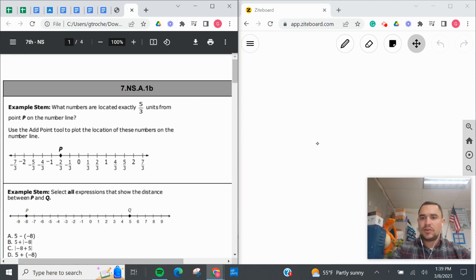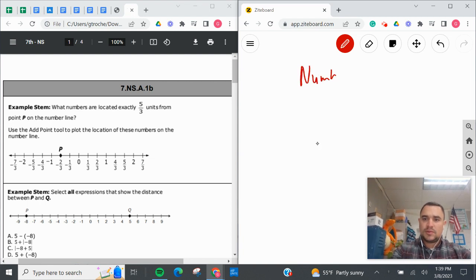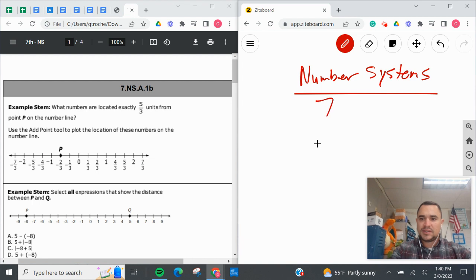We are going to go ahead and write in our notebooks here that we have number systems. So this will represent my notebook, and this is going to be 7.NS. All right, let's get started.